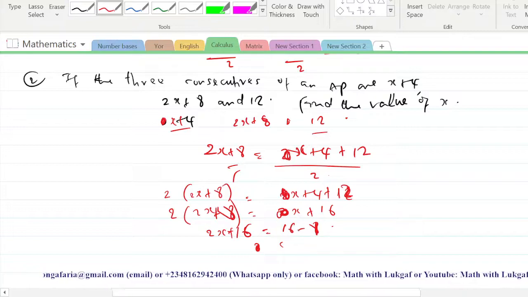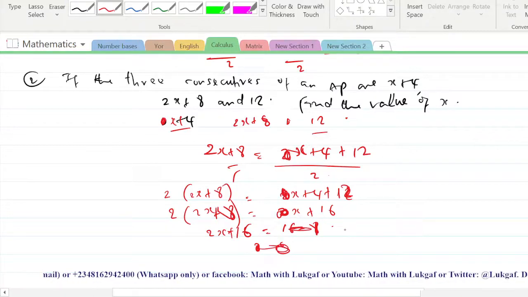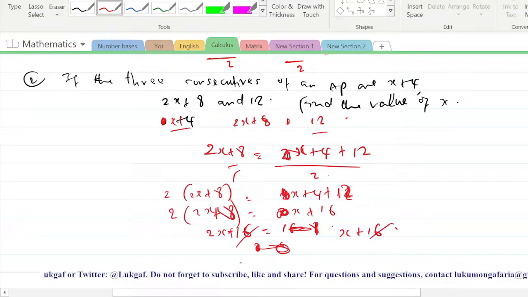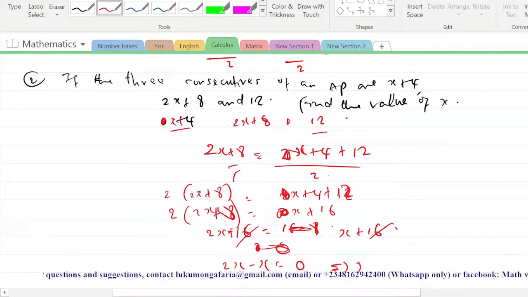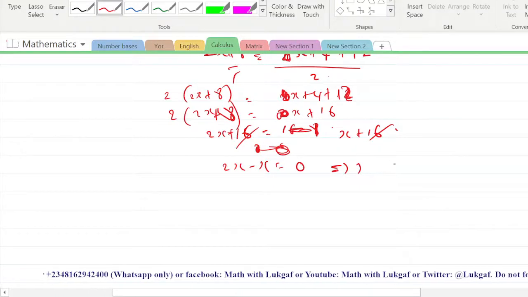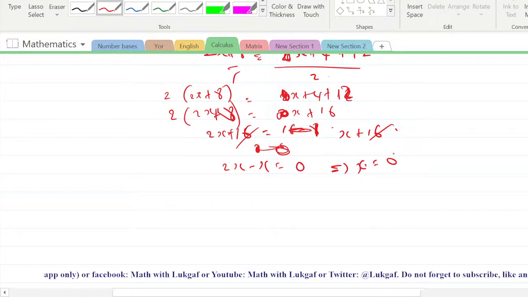And this is going to give me x plus 16. You understand? So you see that this actually cancels this. If you collect the like terms, this will give you 2x minus x equal to 0, which implies that x equal to 0. That is as simple as that. So if that is cleared, let me give you another example.